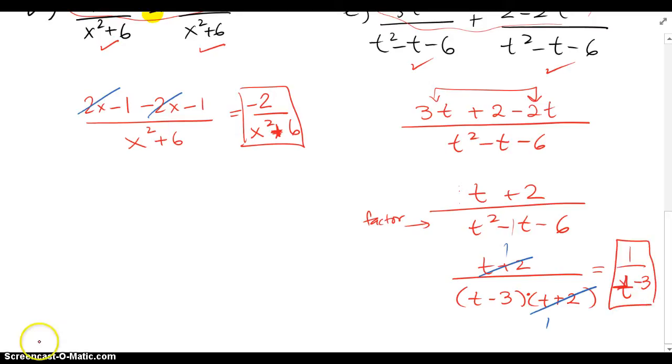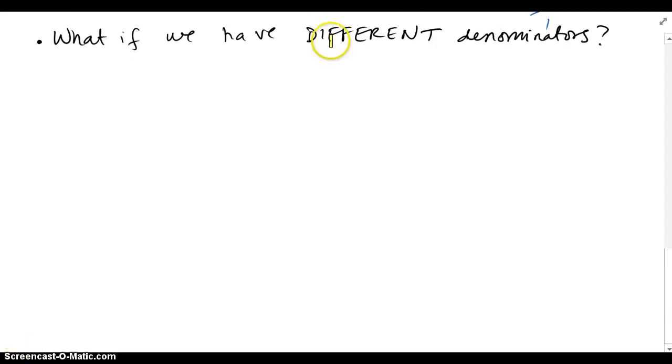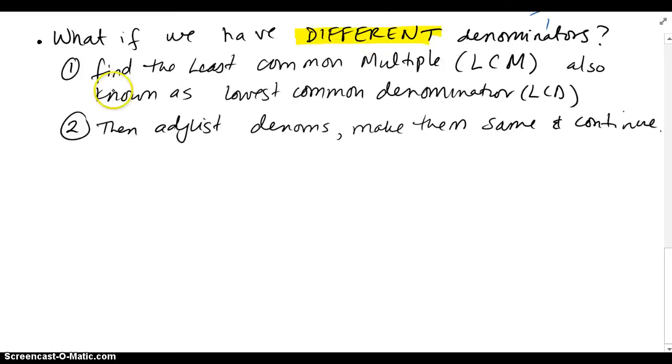minus 3. The next case we look at is, what if we have different denominators where they don't match up and I don't have my check going? So if they're different, the very first thing to do is to find the least common multiple, which your book calls the LCM, also known as the lowest common denominator. And once you find that, you're going to adjust the denominators and make them the same and continue.